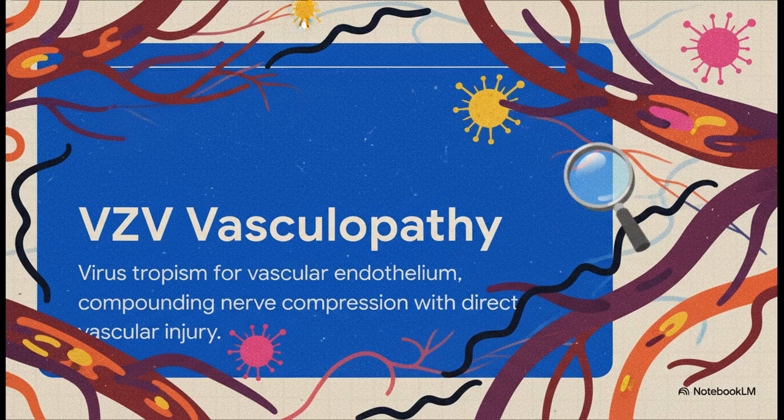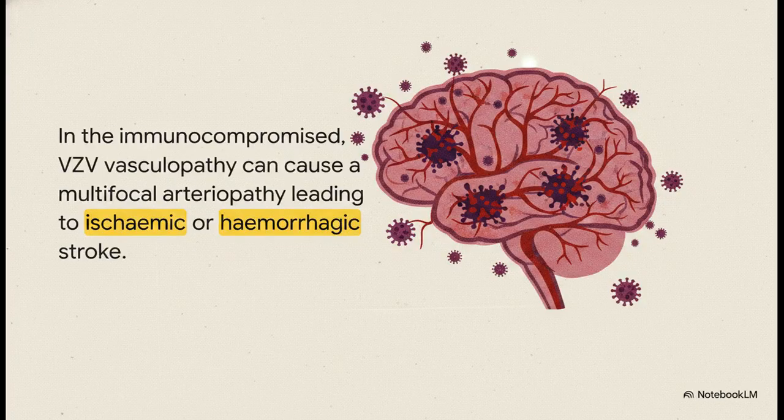This creates an underlying substrate that compounds the mechanical nerve compression we talked about with direct vascular injury. It damages both the large and small vessels, heavily compounding the ischemic component of that compartment injury. This brings us to a critical warning that every single clinician needs to keep top of mind. In immunocompromised patients, this VZV vasculopathy is usually not subclinical.